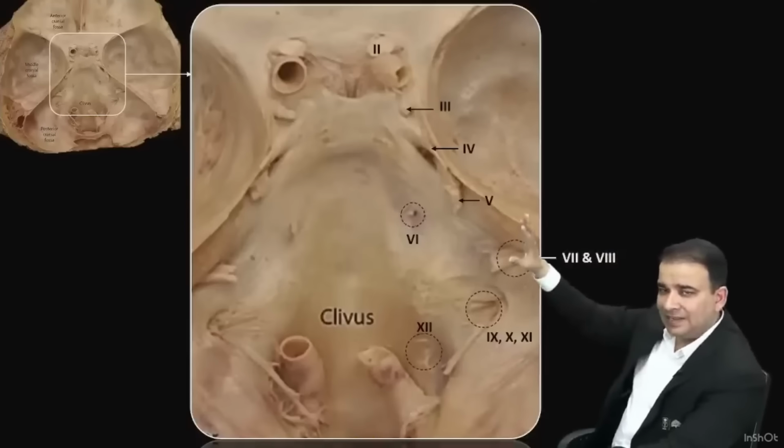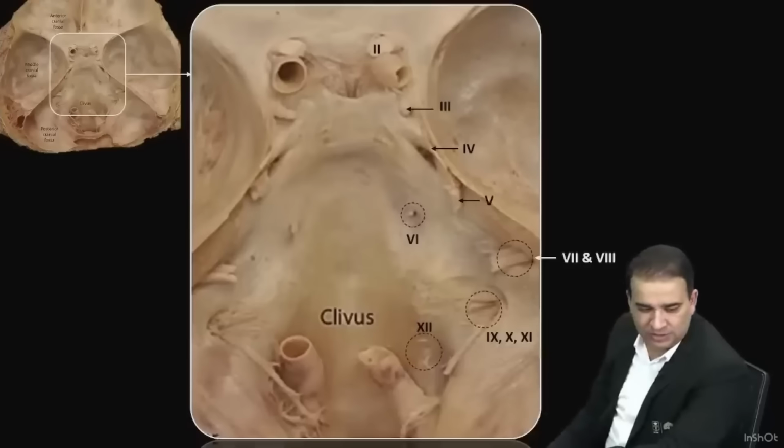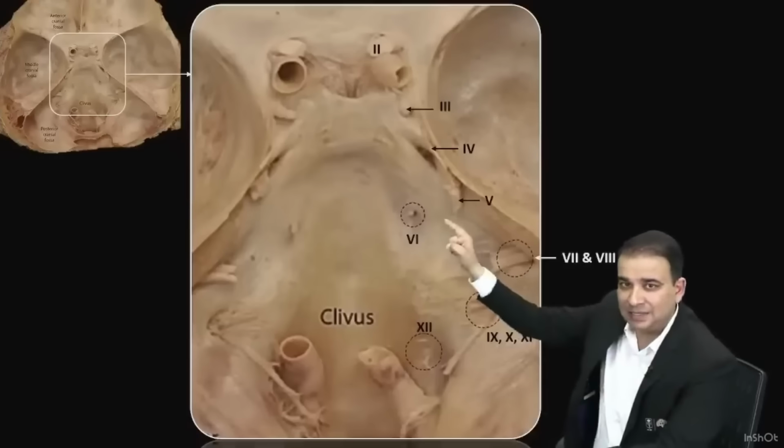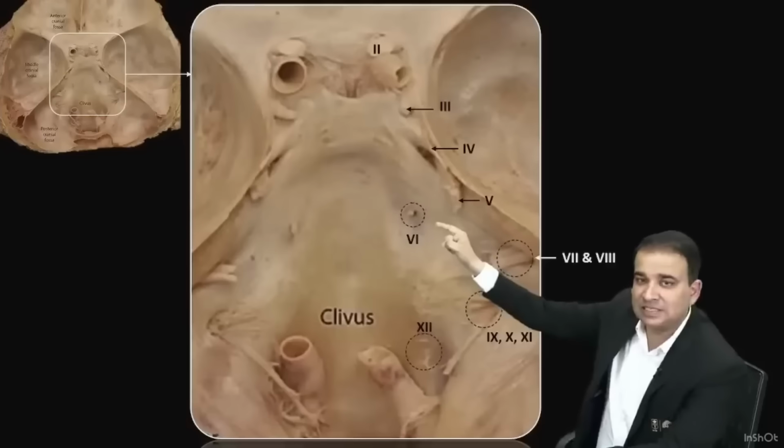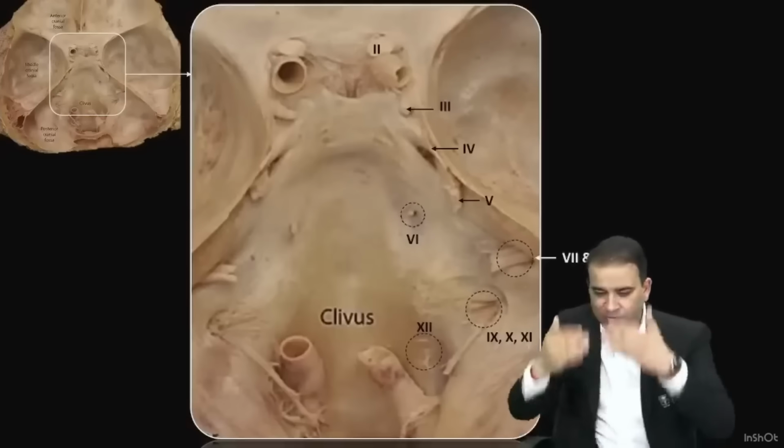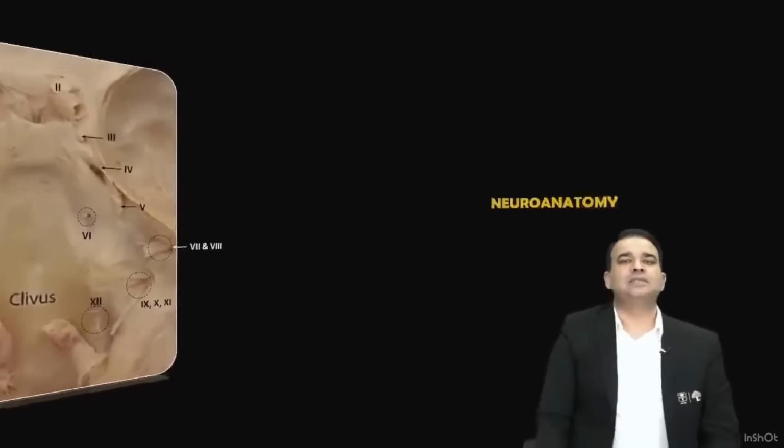So I believe that in this picture, if this question is ever asked again, the main thing is this nerve here. The sixth nerve, identification of the sixth nerve, guys. Sixth nerve identification, that is a nerve present on the clivus.